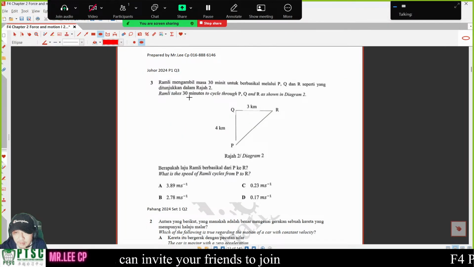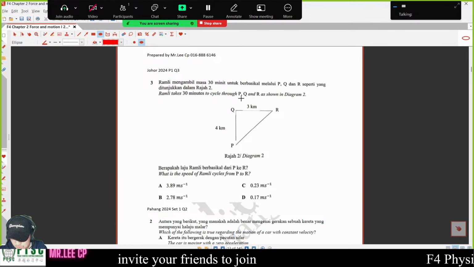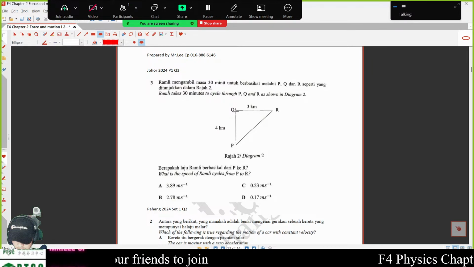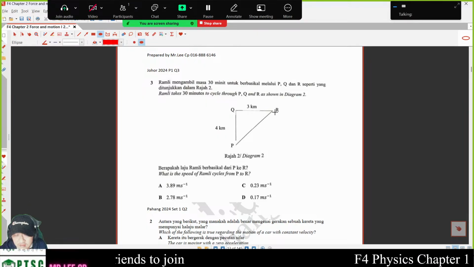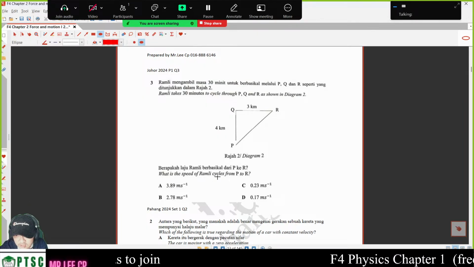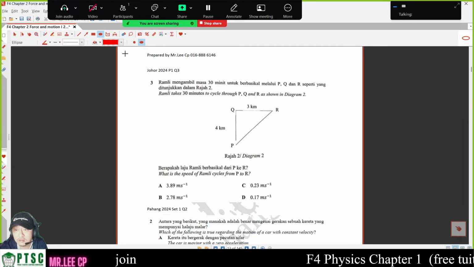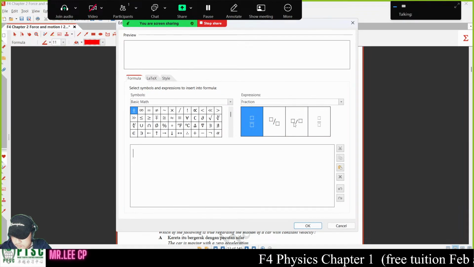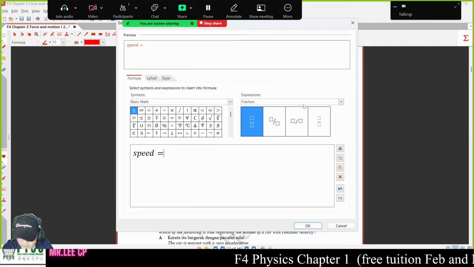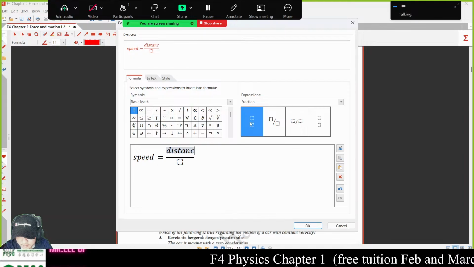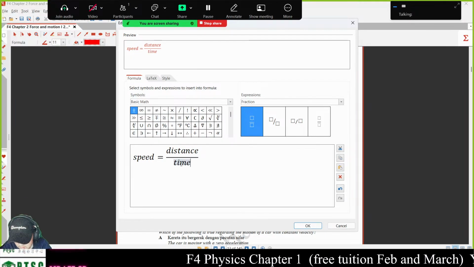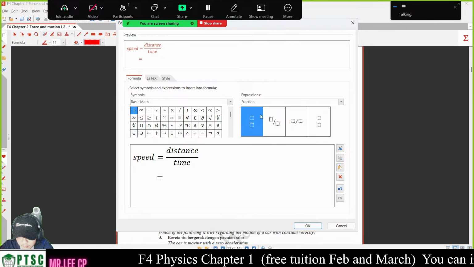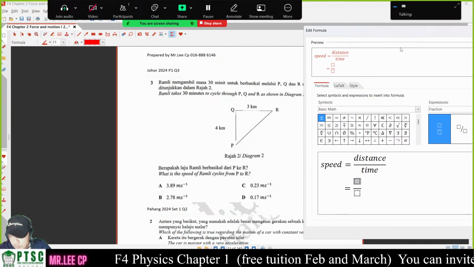So Lamri takes 30 minutes to cycle through PQR. P to Q to R. Alright. 4 km, 3 km, and here. So what is the speed of the Lamri cycle from P to R? So speed is distance over time. Right? Speed is distance over time. Distance, so you need to add them up. You can see how I move and then you add them up.